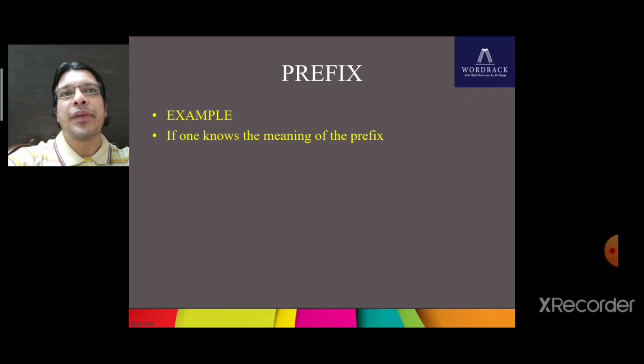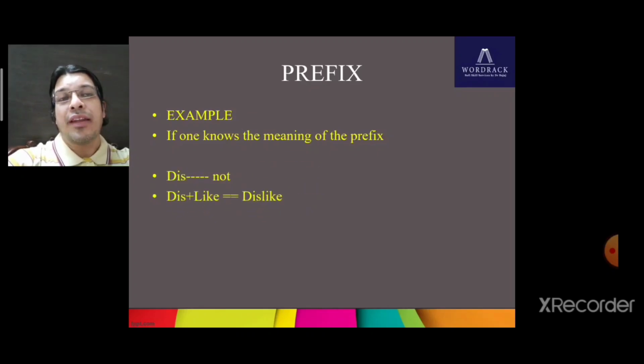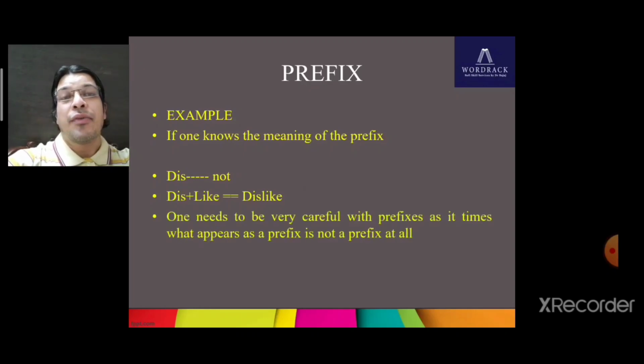So let's have an example. If one knows the meaning of the prefix dis, which means not, so we can add dis to like, so it becomes dislike, which means opposite of like. If we do not like something, then we say we dislike it.